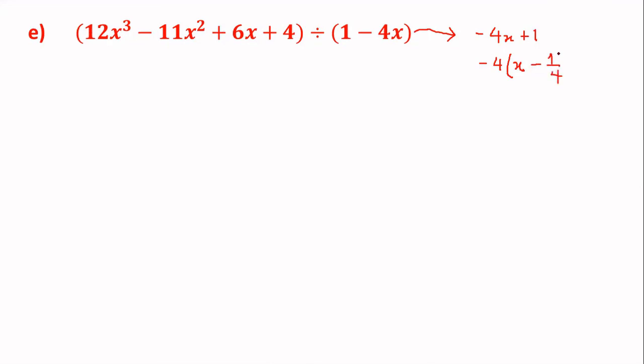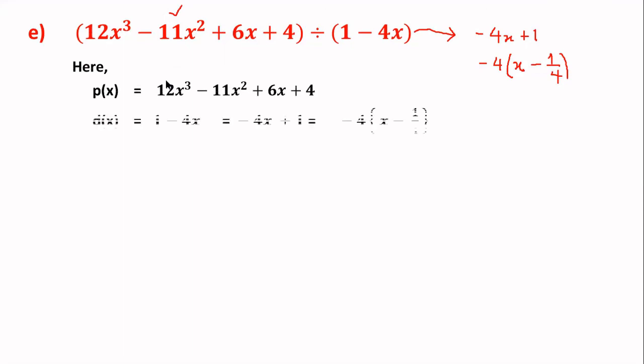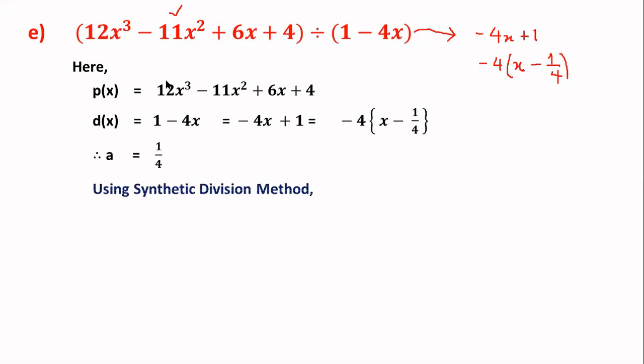Now this can easily be compared with the standard form, where comparing with that, the value of a will be 1 by 4. So we are going to do the same thing here. As you can see in the dividend polynomial, none of the powers of x is missing, so no problem here. We simply write P(x) as it is in descending power of x, and D(x) we have already discussed, where the value of a will be 1 by 4. So now let's use the synthetic division method.